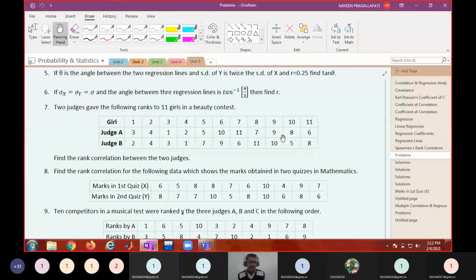Judge A has X ranks and Judge B has Y ranks. We have to consider Judge A as ranks and Judge B as ranks. Actually, these two are data, but the data itself is given as ranks. So if you give ranks to these ranks, again you will get ranks only, no? If you have any doubt, we'll see that. Shall I write here? I'll copy this.